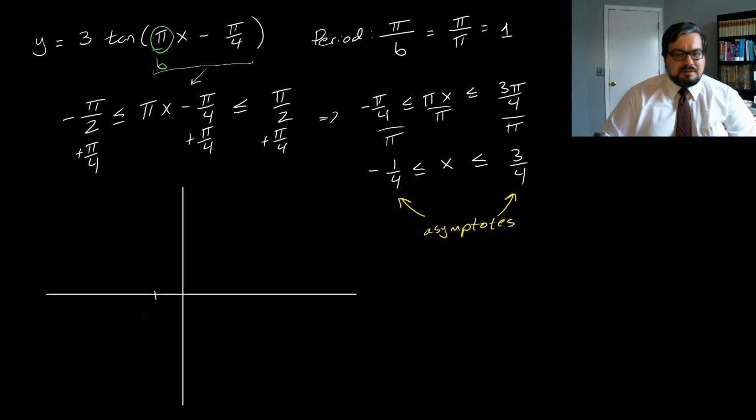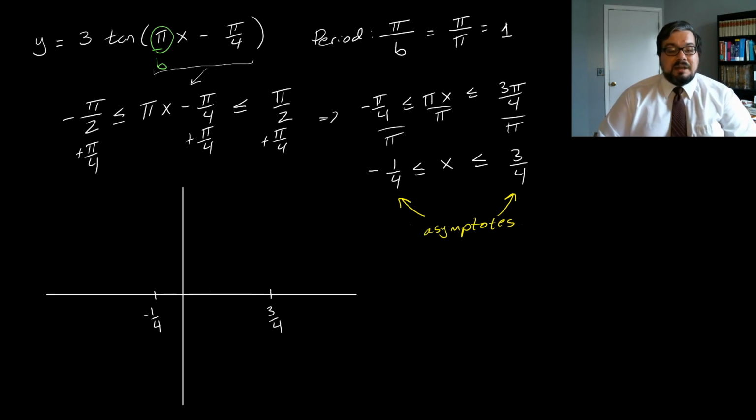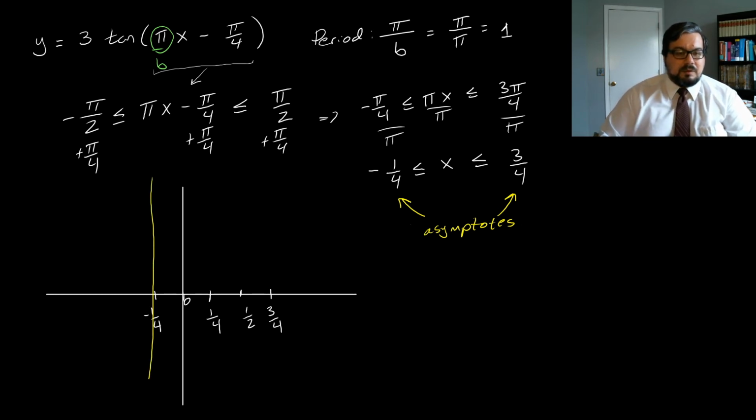Let's graph this out. We've got negative 1/4 and we have 3/4. And as always, we want to split this up into 4 pieces. So halfway in between negative 1/4 and 3/4 is 1/4. And then in between those is 0. And in between 1/4 and 3/4 is 1/2. We want to label these points. And then we want to label the asymptotes.